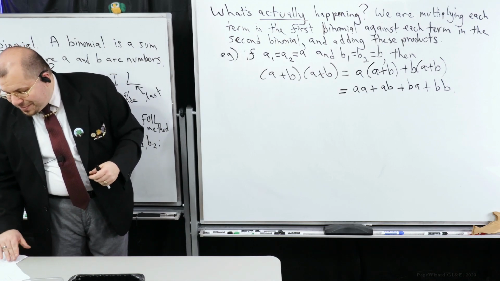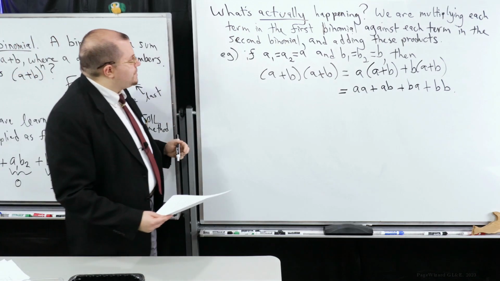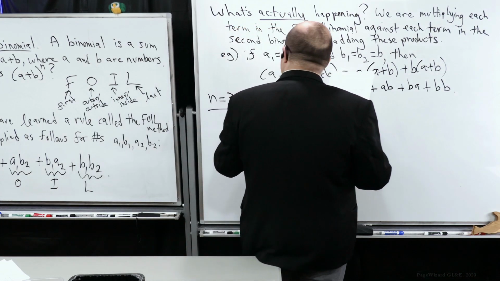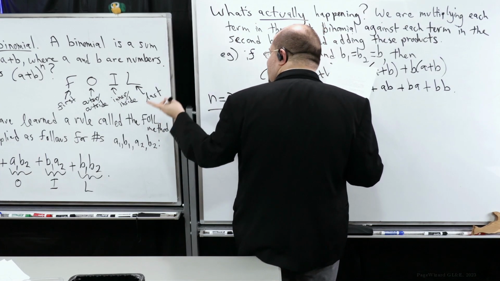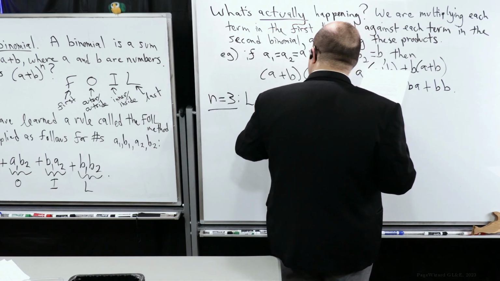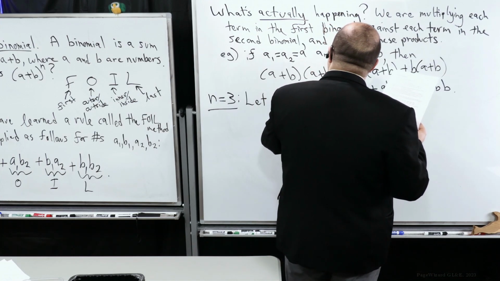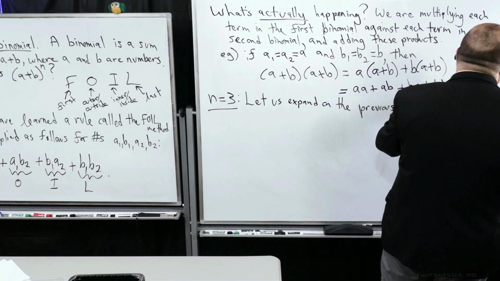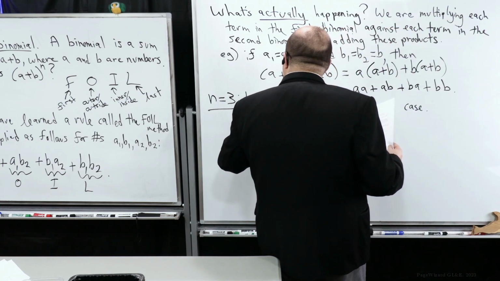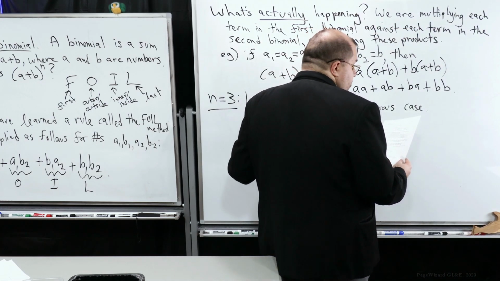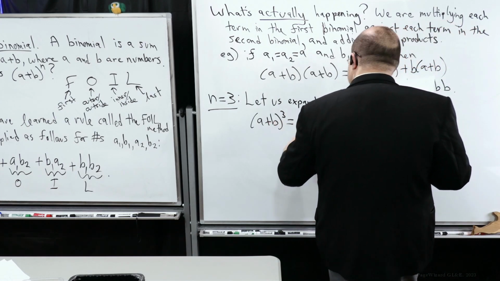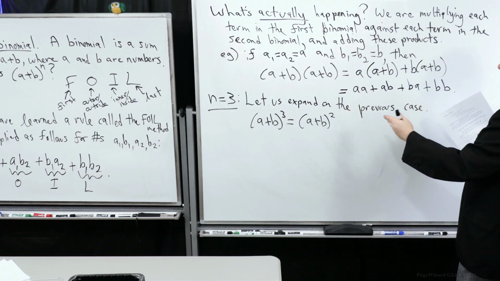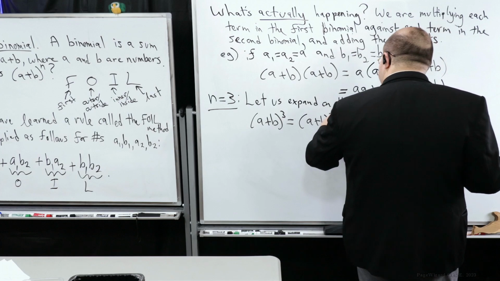So now, if we understand how that works, let's try n is equal to 3. So let's do n is equal to 3. All I'm going to do is use n is equal to 2 to help us do n is equal to 3. So let us expand on the previous case. If I have a plus b cubed, well, what is this? If I know the answer to a plus b squared, which is this, how do I get a plus b cubed? I just multiply it by a plus b.